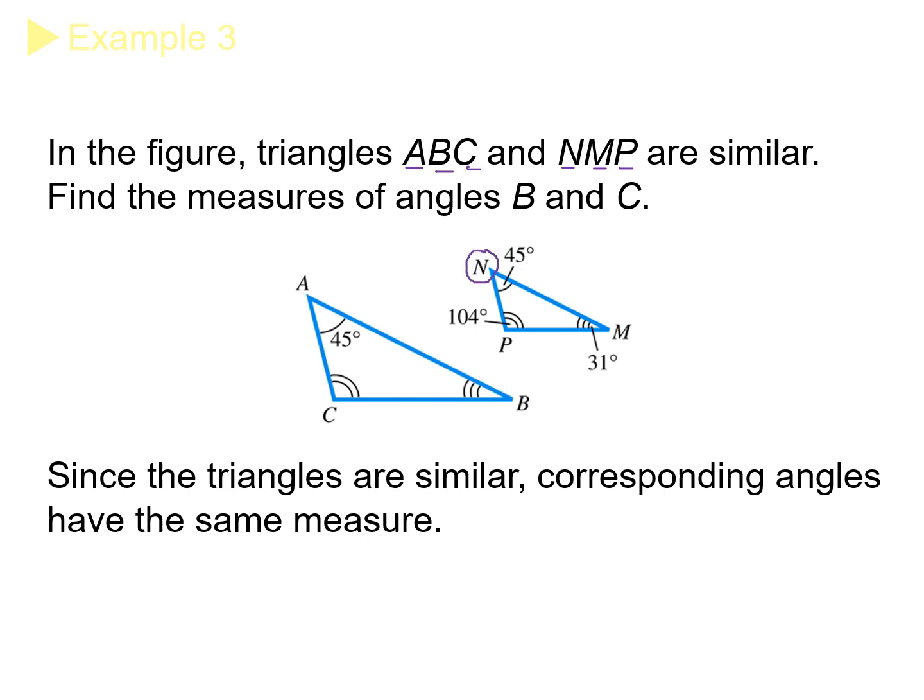So N and M, indeed, are both 45 degrees. Since M is 31, what do you think B is going to be? Of course, B is going to be 31. Since P corresponds to C, and P is 104, C is indeed 104.